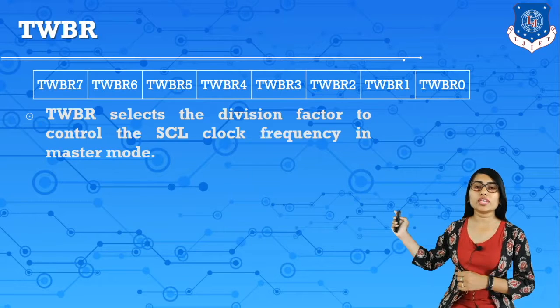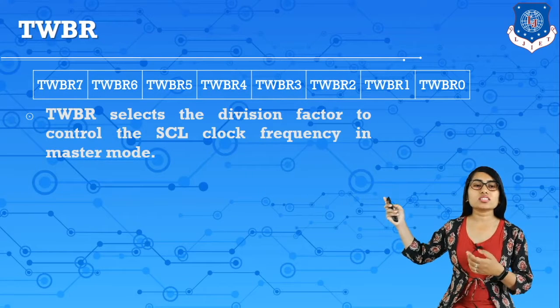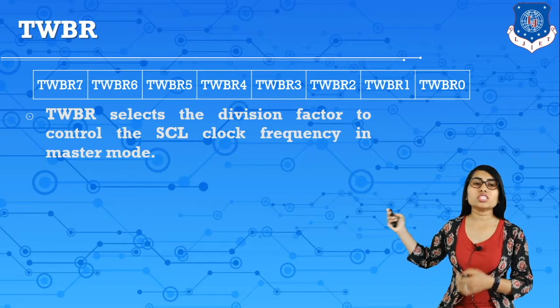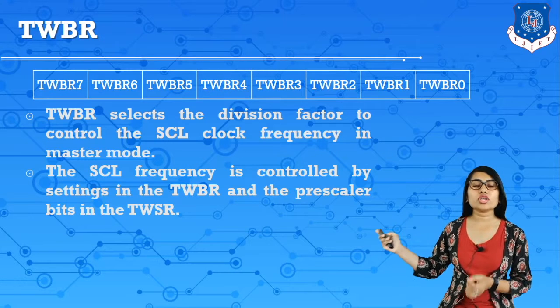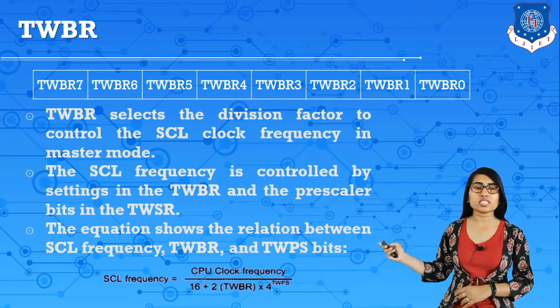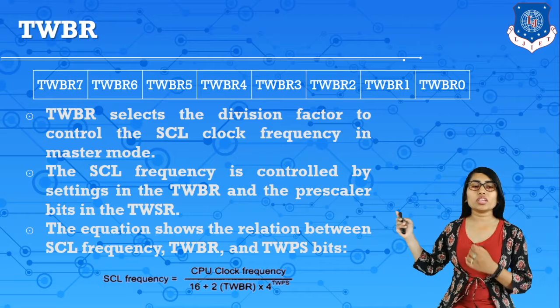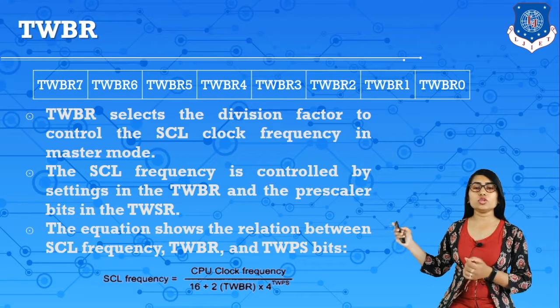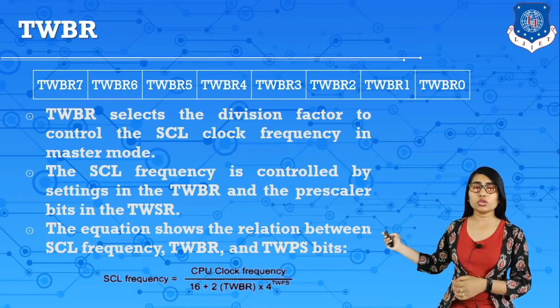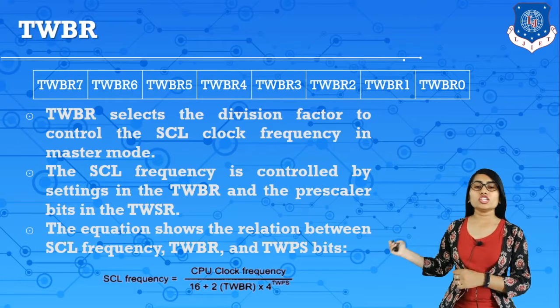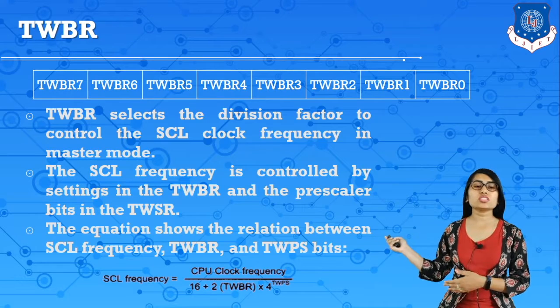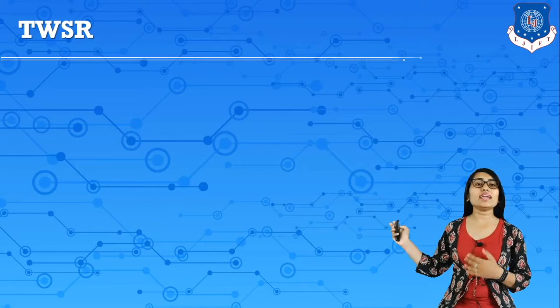First is the TWBR register. In the TWBR register there are a total of 8 bits. This TWBR selects the division factor to control the SCL clock frequency in master mode. The SCL frequency is controlled by the setting in the TWBR and the prescaler bits in the TWSR. The equation shows the relationship between SCL frequency, TWBR and TWPS bits. So SCL frequency is CPU clock frequency divided by 16 plus 2 times TWBR times 4 raised to TWPS. So using this, SCL frequency can be calculated.